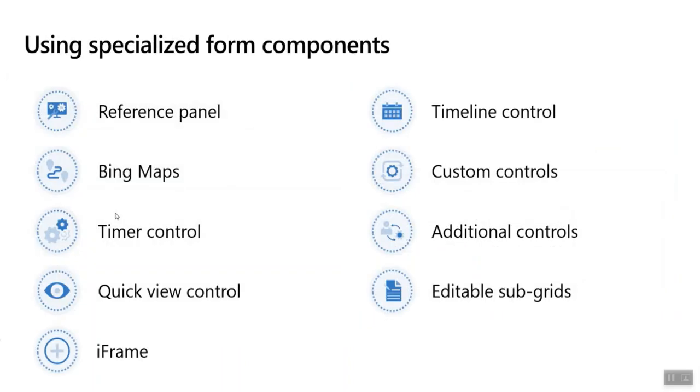What are some of the specialized forms that we are talking about here? So when it comes to model-driven applications, you can include these types of components quite easily in your app. You can include a timeline control, you can include an editable subgrid, iframe. If you want to just load the data into an iframe, you can do that. Bing Maps, timer control. Quite easily, you can go ahead and add these types of specialized form components in there.